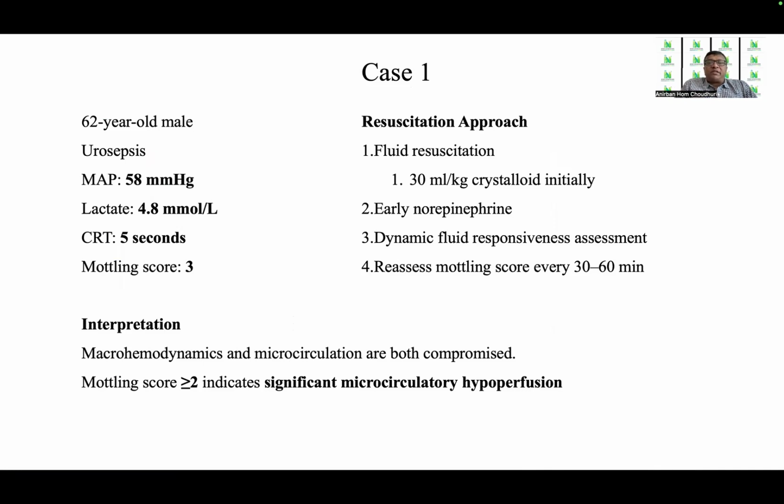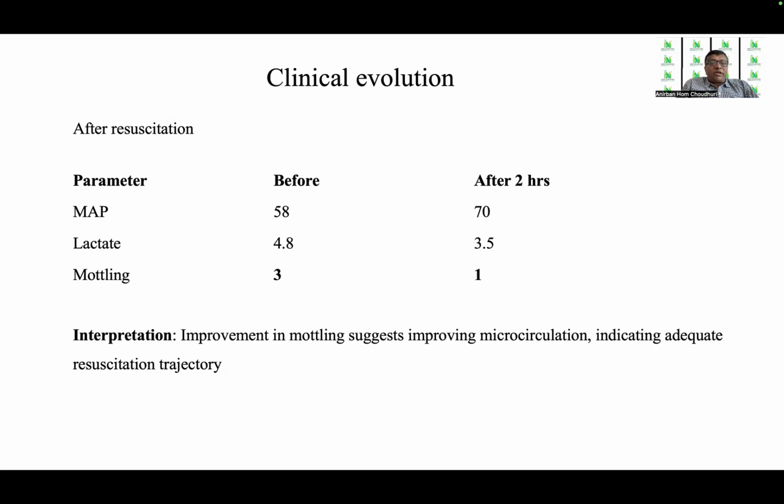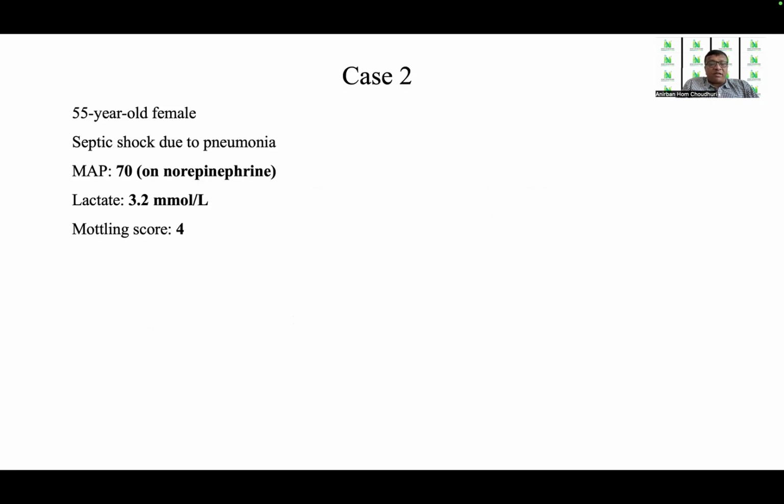So in this patient, using the resuscitation approach, fluid resuscitation with 30 mL per kg of crystalloids and early norepinephrine, dynamic fluid responsiveness assessment was performed, and there is a reassessment of the mottling score every 30 to 60 minutes. After resuscitation, the MAP, which was 58, after 2 hours becomes 70. The lactate from 4.8 comes down to 3.5, and the mottling score from 3 comes down to 1. So the interpretation is that improvement in mottling suggests improved microcirculation, which indicates an adequate resuscitation trajectory.